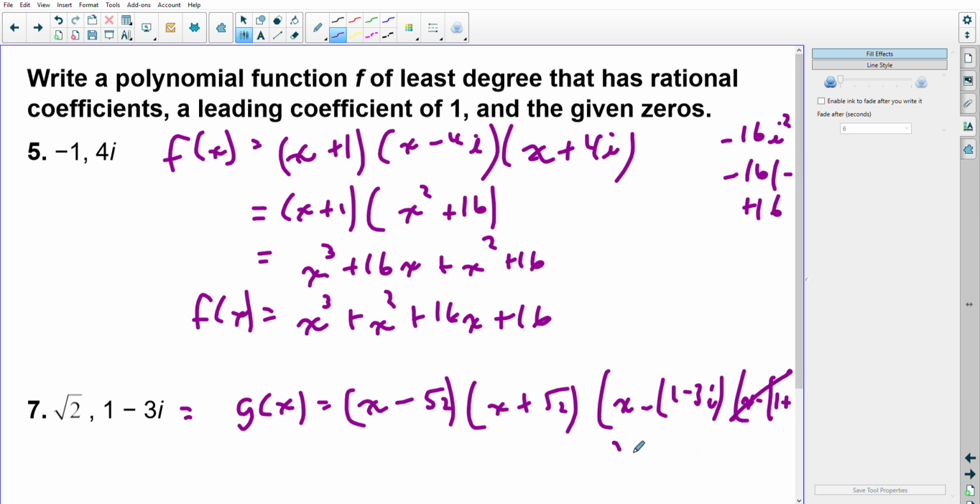That's going to be x minus 1 plus 3i. That's what I'm trying to do over here. And then I wouldn't have you multiply that. That's simply going to be too long. But that's how you would set up that problem. It has an irrational zero and a complex zero.